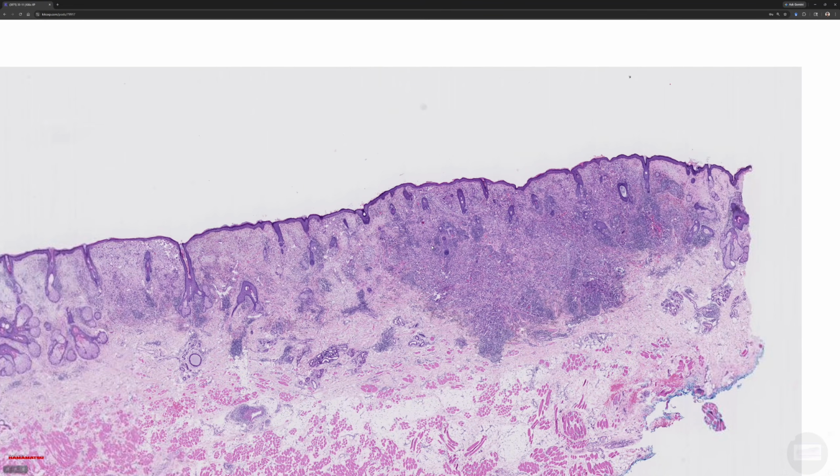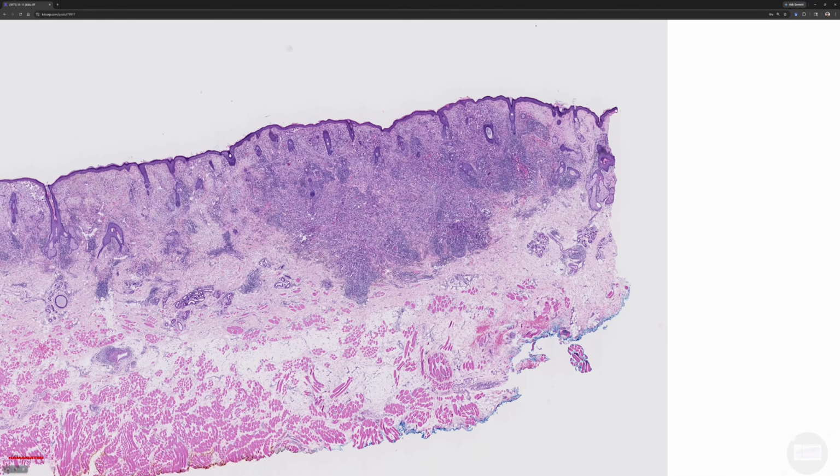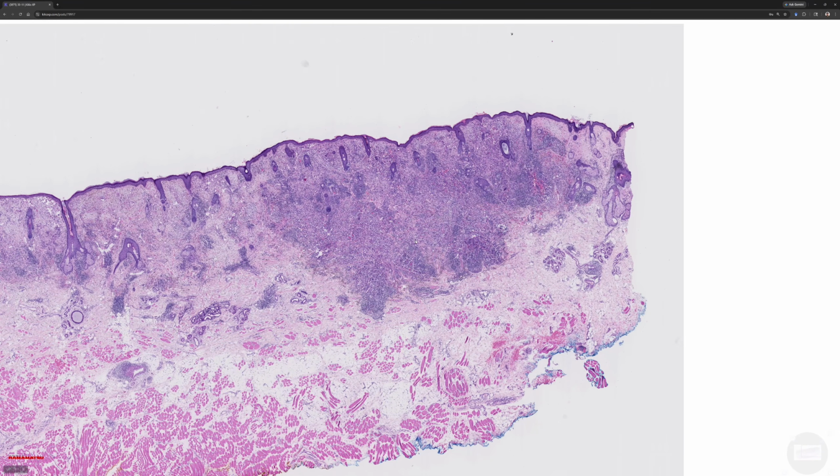15 minutes, 11 cases to go, just like always. All right, what are we going to do with this one? We can take the next one.